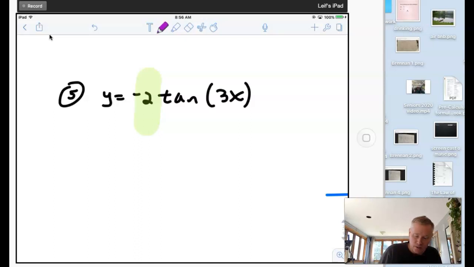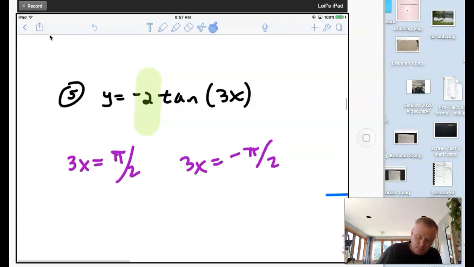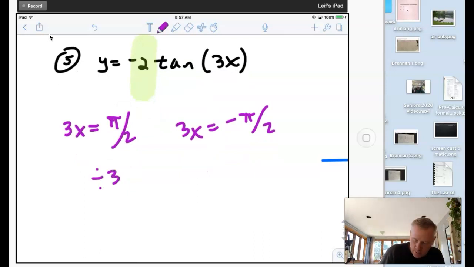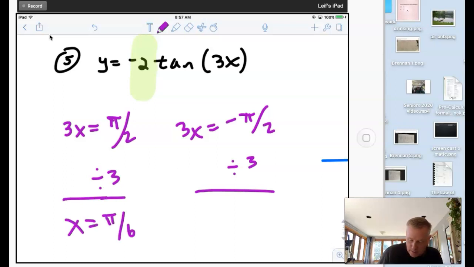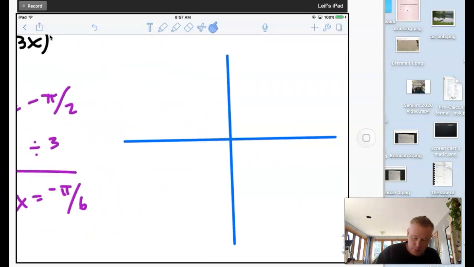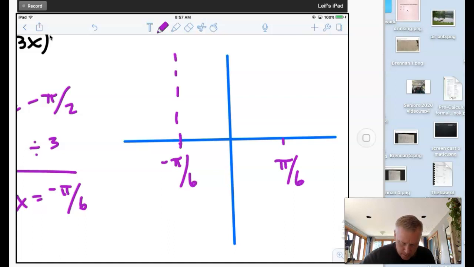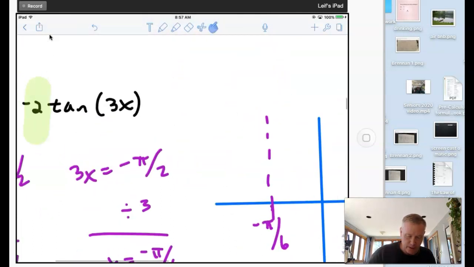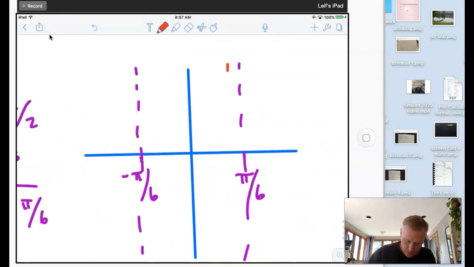Okay. So I start out the same way. I go 3x equals pi over 2, and 3x equals negative pi over 2. And then I'm going to divide both sides by 3. And I get x equals pi over 6. X equals negative pi over 6. And there's my two asymptotes. So it goes right here to negative pi over 6, positive pi over 6. Put my dotted lines in there. Put my curve in there. So that was negative tangent, which means it goes this way.